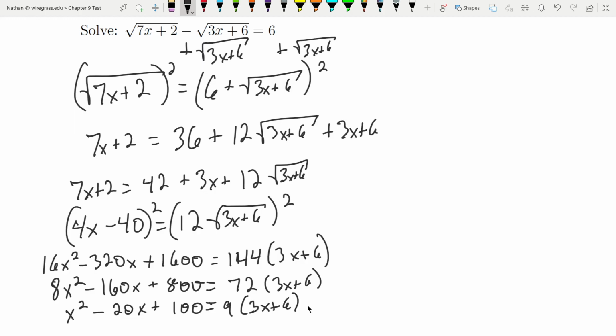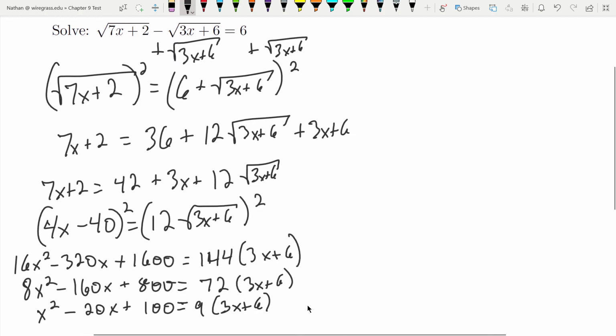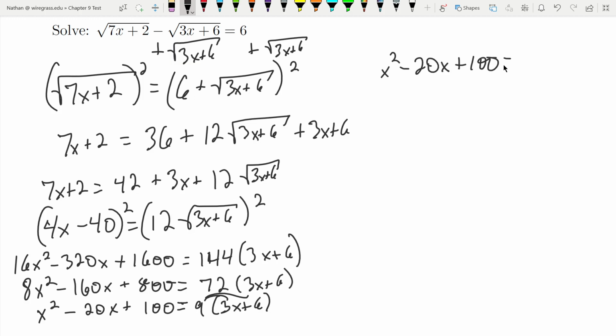3x plus 6. Okay, so now let's simplify the statement down by expanding this and then moving everything over. So we're going to get x squared minus 20x plus 100 equals 27x plus 54. Subtract 27, subtract 54. I get x squared minus 47x plus 46. And now I can use the AC method to solve this.